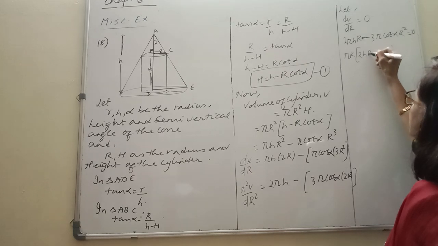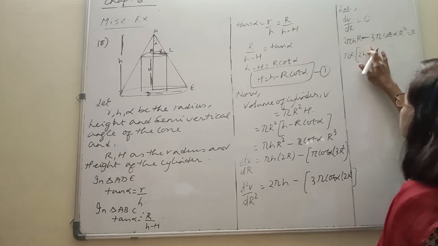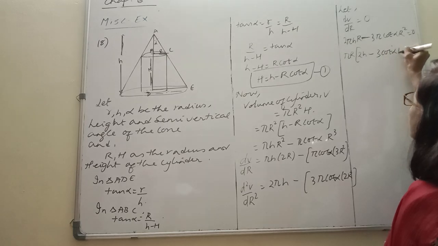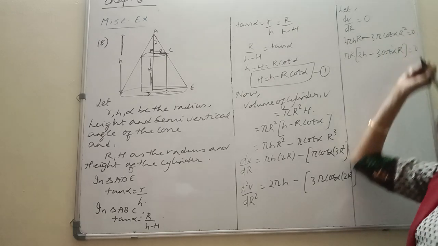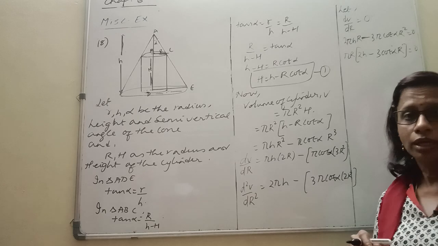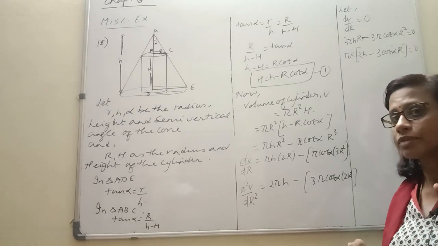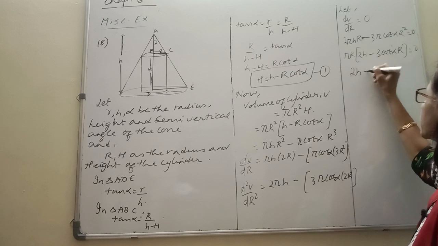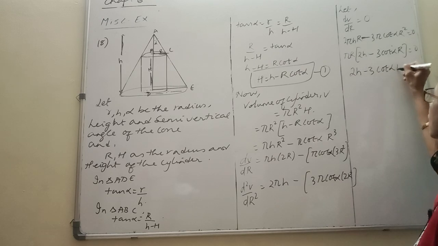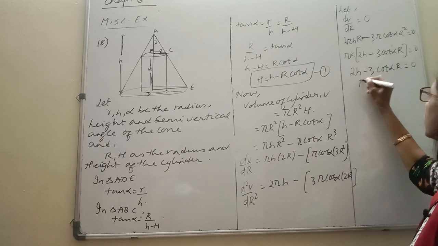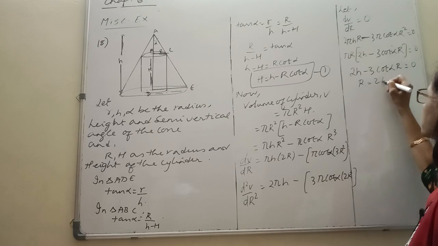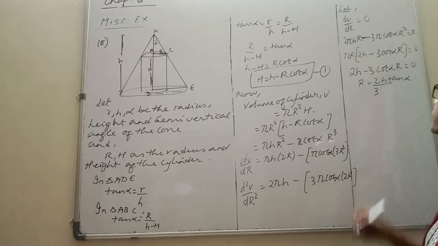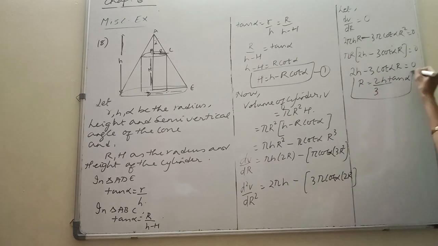So you are left with r times (2h minus 3 cot alpha r), because we have it common. Now pi and r are both non-zero quantities, so you can divide both sides by pi r. You're left with 2h minus 3 cot alpha r equal to 0. So your r value, when we take it to the other side, is going to be 2h over 3 cot alpha, which means r equals 2h tan alpha over 3. That's your critical point.